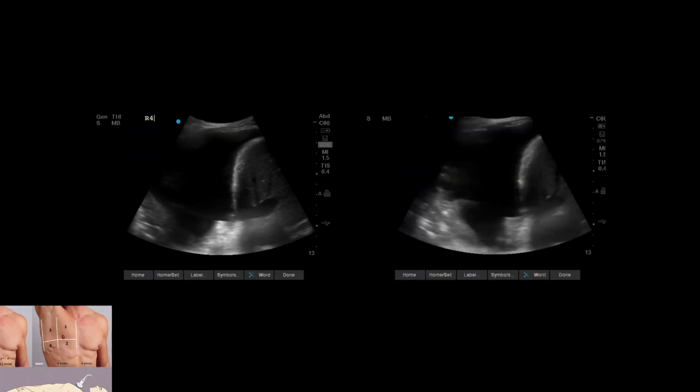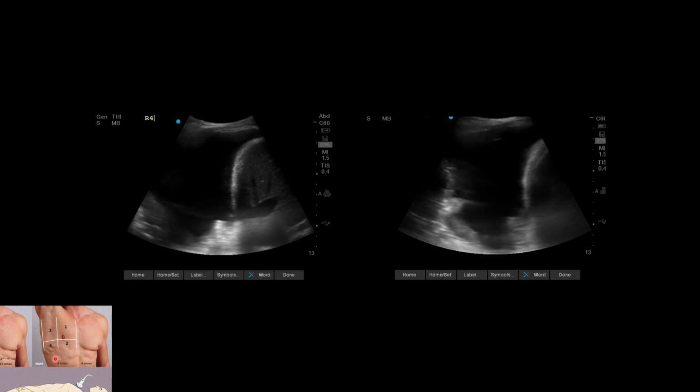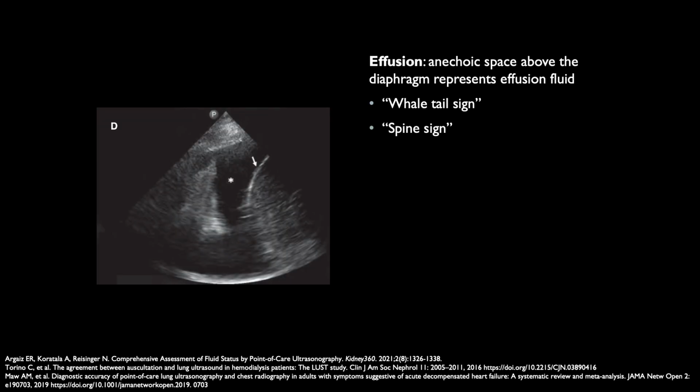The last thing we'll look at on lung ultrasound for this patient is for pleural effusions. These are best identified in the 4th lung zone on the diagram shown here. Pleural effusions appear as hypoechoic space enclosed by the surrounding structures of the chest wall, the diaphragm, and the lung parenchyma.